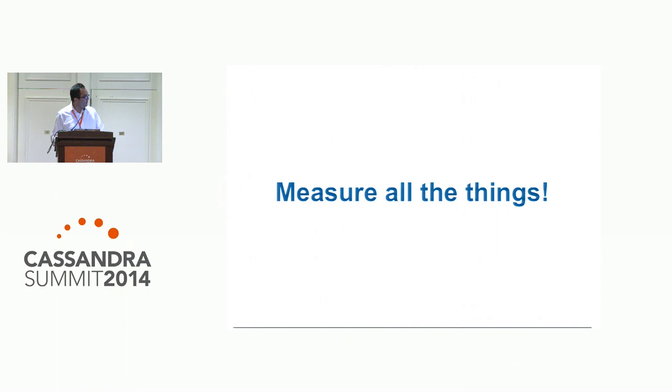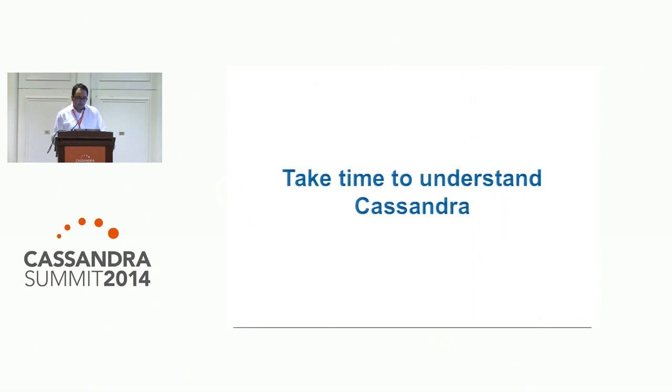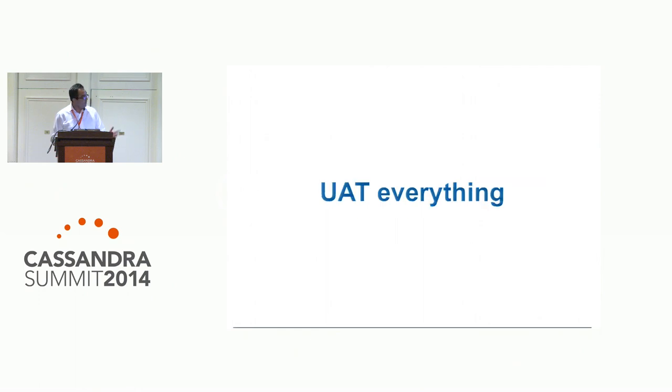Try and measure everything. We're heavy users of Graphite. Whenever we have an issue, it's generally not one metric that we can rely on to deduce what the problem is. So the more metrics that you have, the better chance you have of coming to an answer. Obviously take time to understand Cassandra. CQL's made it very easy, but it's good to understand the underlying data model as well. And try and UAT everything. We try and keep our UAT environments looking very similar to production. When it comes to upgrading and all that sort of stuff, it's made it very, very easy for us.